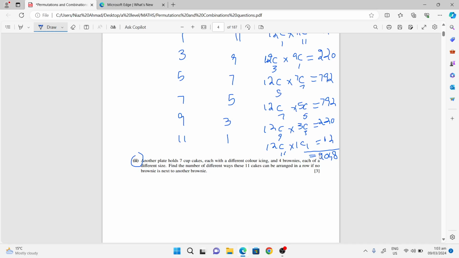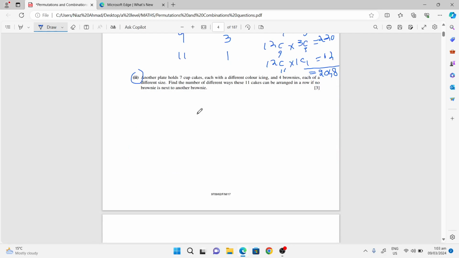So moving to the next part, another plate holds 7 cupcakes, each with a different color icing, and 4 brownies, each of different size. Find the number of different ways these 11 cakes can be arranged in a row if no brownie is next to another brownie. This is very important. There are 7 cakes. So write the cakes first. Look, I'm making the spaces for cakes. Cake 1, then cake 2, then cake 3, then cake 4, cake 5, cake 6, and cake 7.